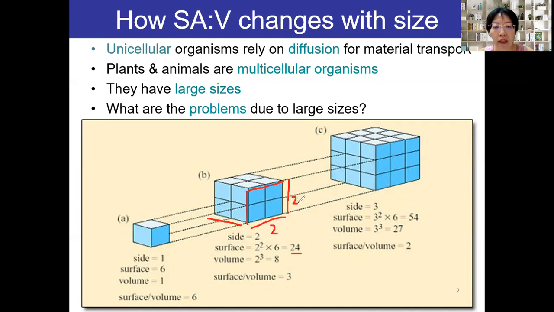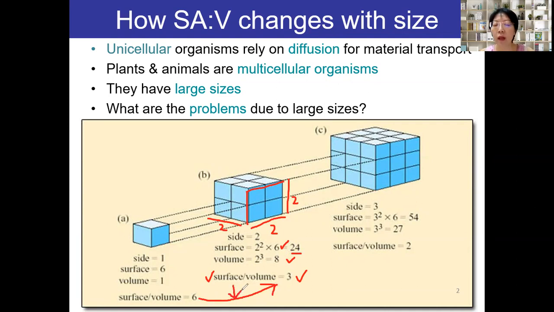Altogether this whole structure has 6 flat surfaces, so it's 4 times 6, which is 24. Volume is 2 times 2 times 2, so it's 8. Therefore the surface area to volume ratio is 24 divided by 8, which equals 3. So from 6 to 3, can you see there is a decrease in surface area to volume ratio?